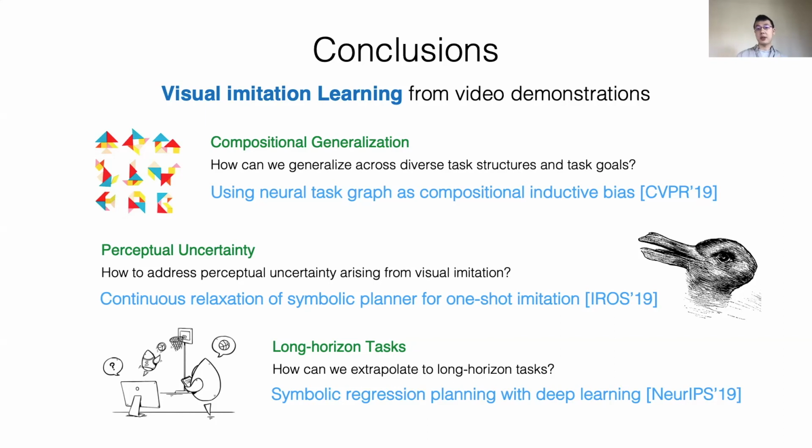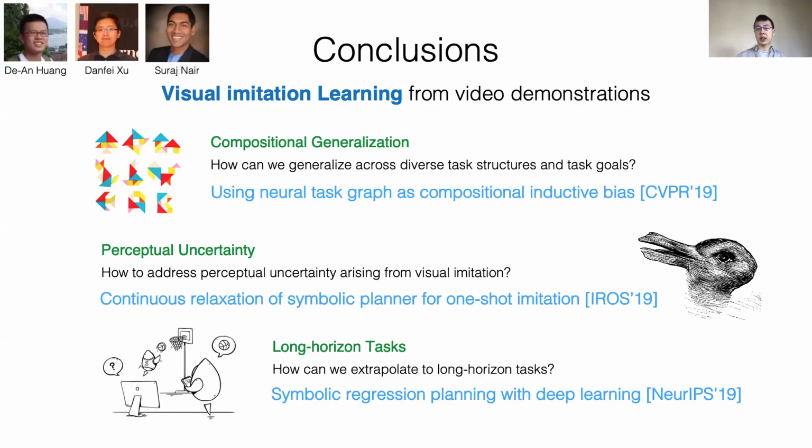And last, I introduced regression planning network, a hybrid model that uses the ideas of regression planning and backward chaining in classic symbolic AI with deep learning-based models to achieve extrapolation to longer tasks. And this is the work done with my amazing collaborators, Dian Huang, Danfei Xu, and Suraj Nair.